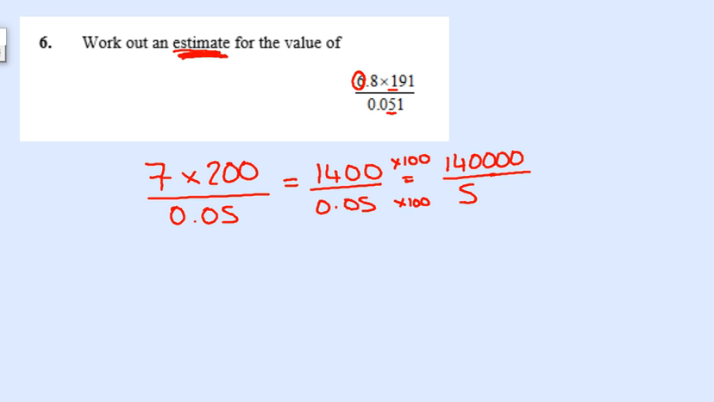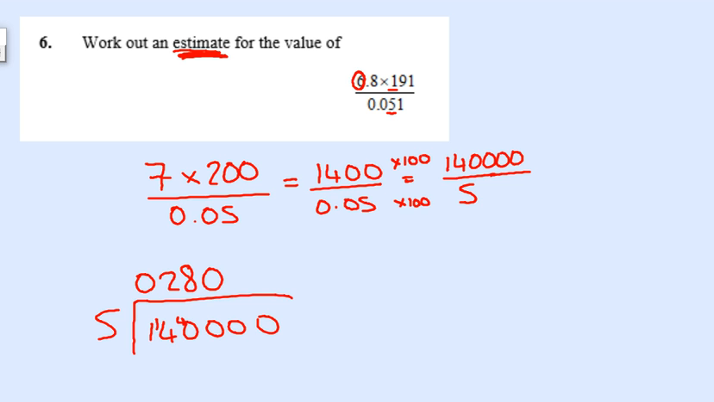So now I can do that in a bus stop. So I've got 140,000 divided by 5. 5's go into 1 none, carry the 1. Into 14 twice, carry the 4. Into 40 eight times, and then 3 zeros after it. So estimating that, final answer, 28,000.